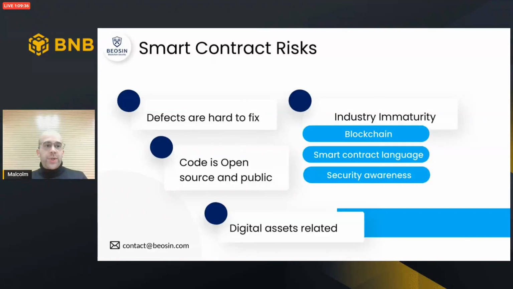The first one is that defects are hard to fix. Blockchains are decentralized and tamper-proof. Smart contracts cannot be modified after they have been submitted to the chain. If a defect exists in a smart contract, then it will also persist. There is no way to shut down the servers or revert data changes as you may be used to in traditional software.